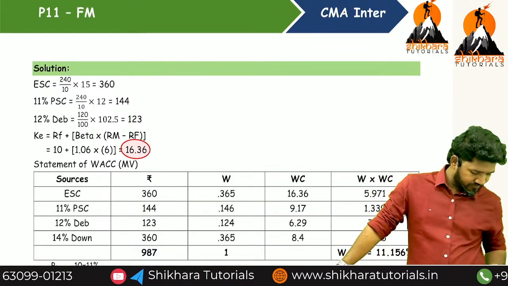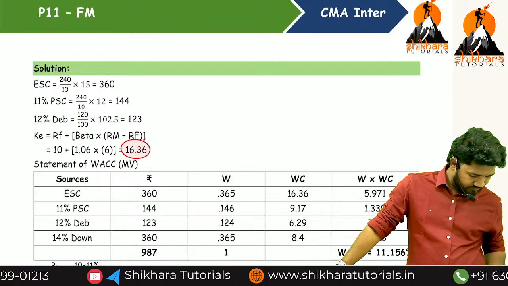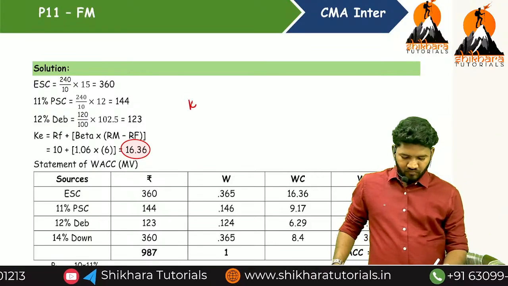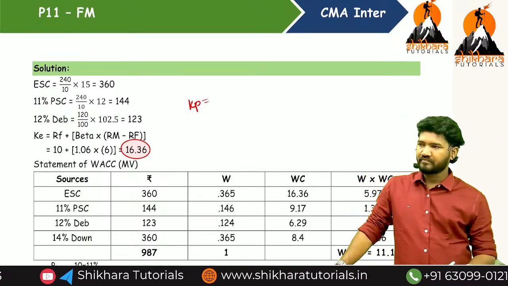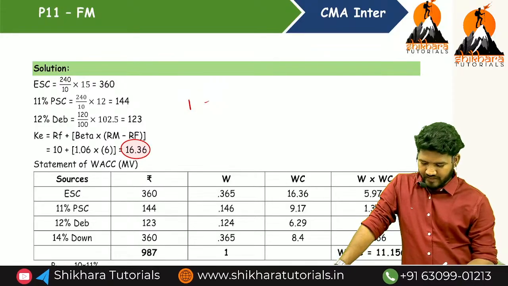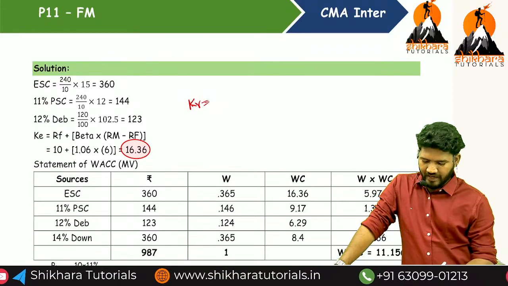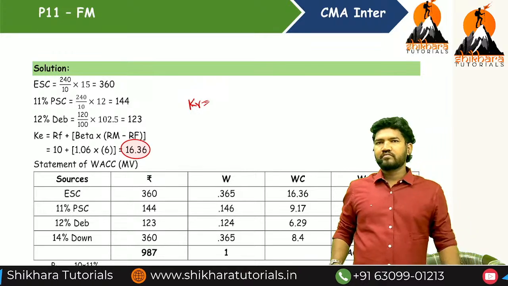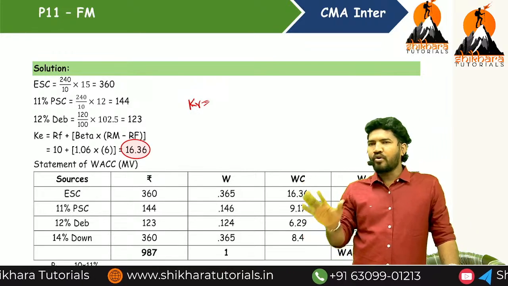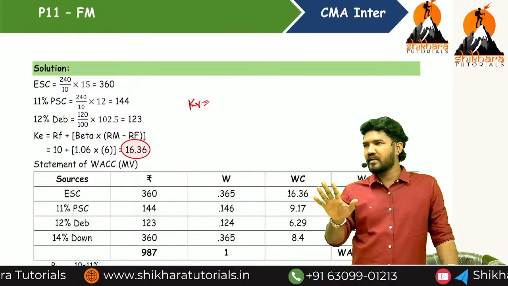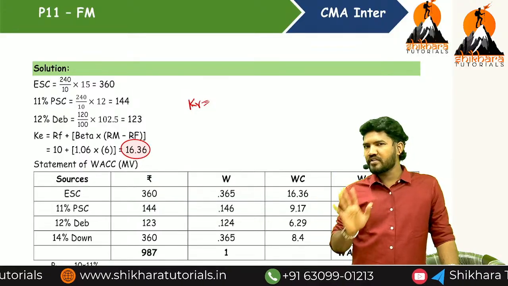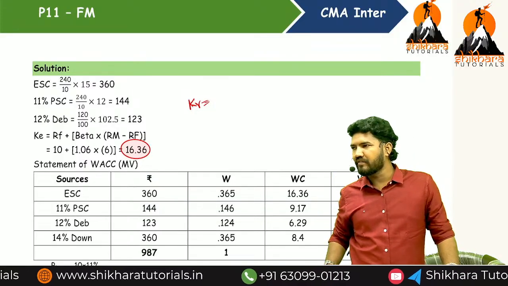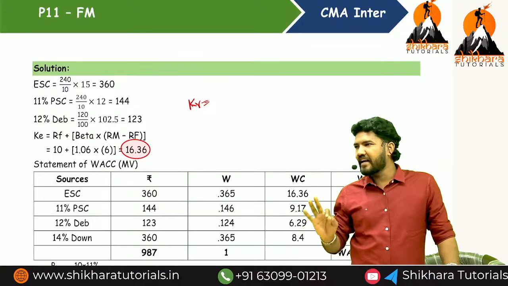$16.36. KP is there, right? I think KR also is there. What about the KR? When it comes to KR, you have to check two things: flotation cost and personal tax. Flotation cost is there, relating to equity. Personal tax is there, relating to equity.